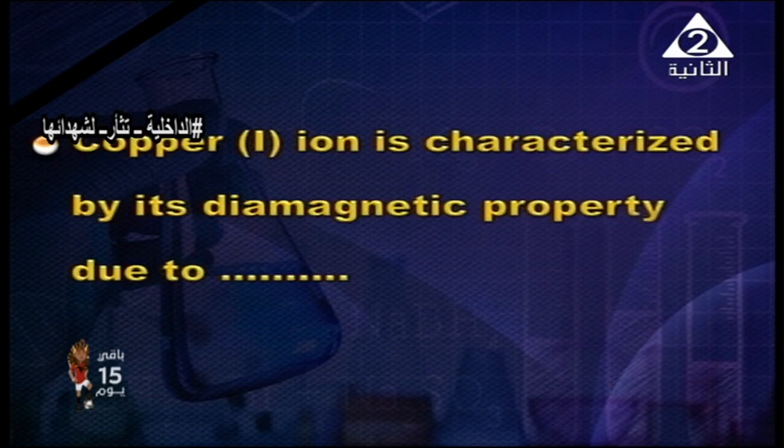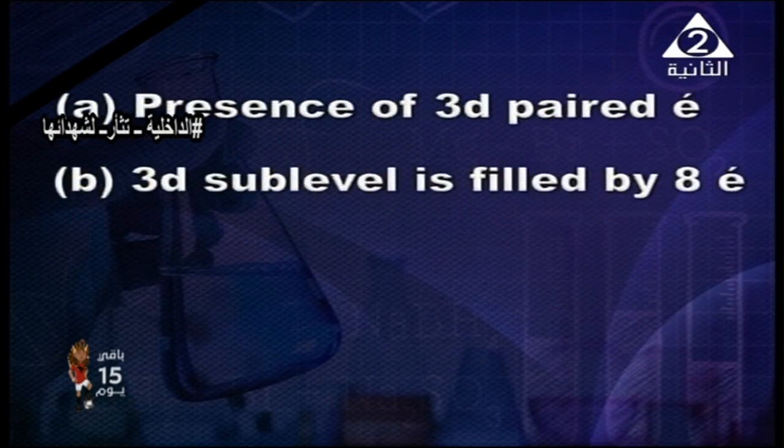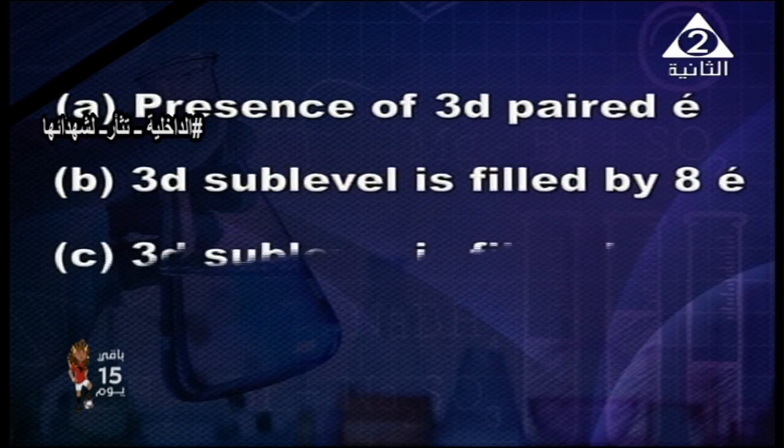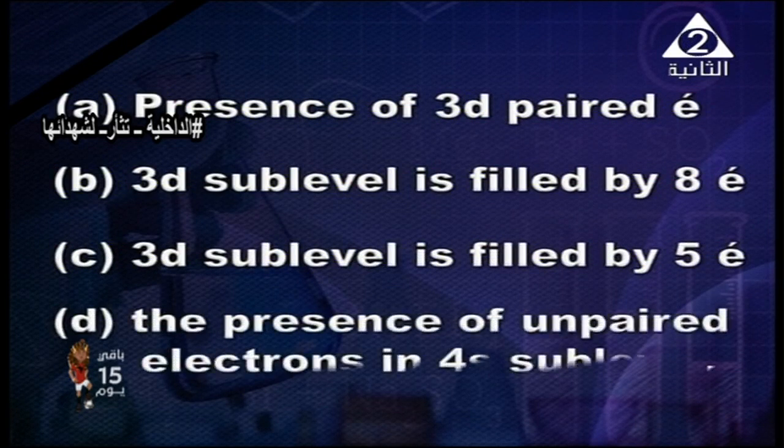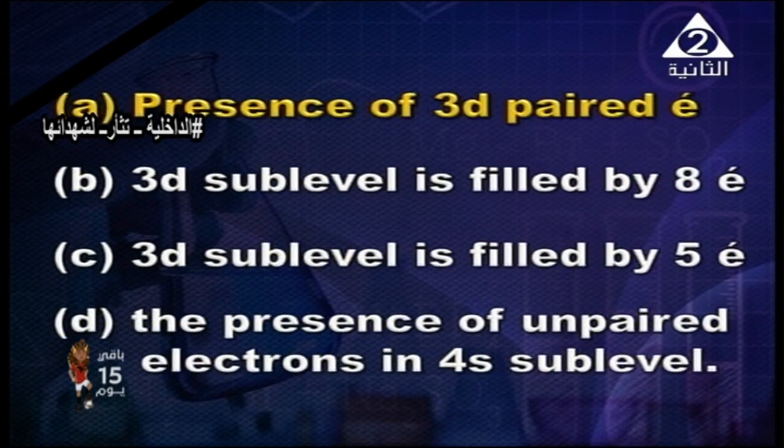Next point. Copper 1 ion is characterized by its diamagnetic property due to what? Presence of 3d paired electrons. 3d sublevel is filled by 8 electrons. 3d sublevel is filled by 5 electrons. D, the presence of unpaired electrons in 4s sublevel. If you think about the answer, yes, it will be the presence of 3d paired electrons.